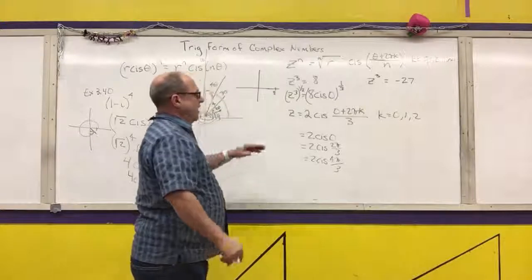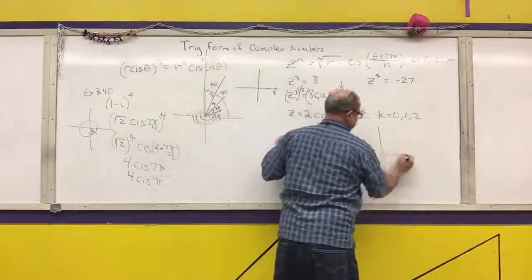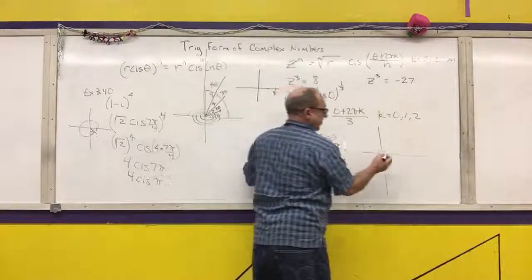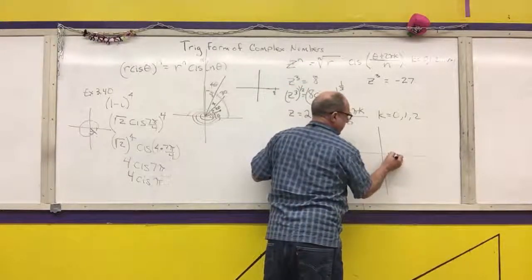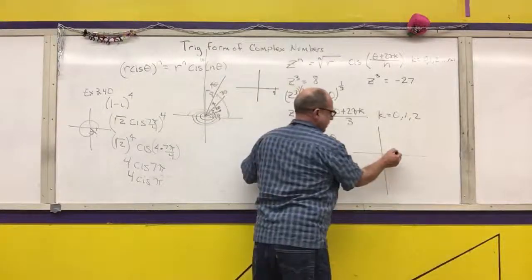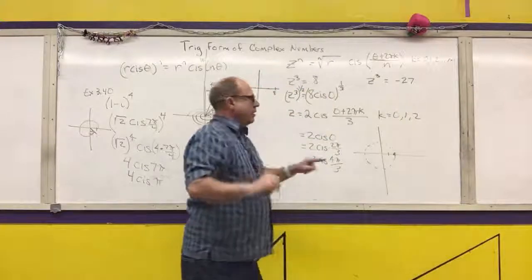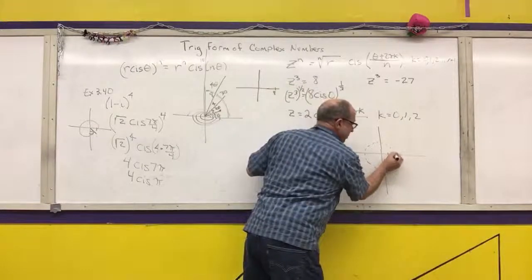An alternate way for you to come up with these second angles is, let's talk about this. This says 2 cis 0. That would be here. Every single one of these roots falls on the same circle, so they all have a radius of 2. This is my first root.